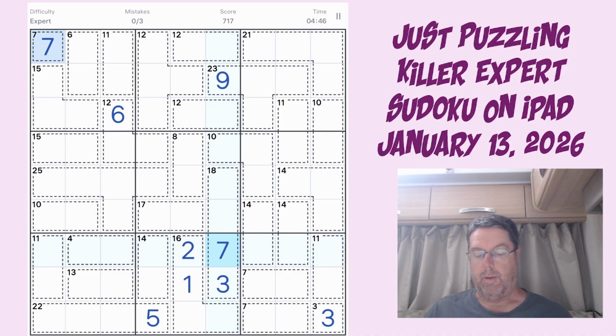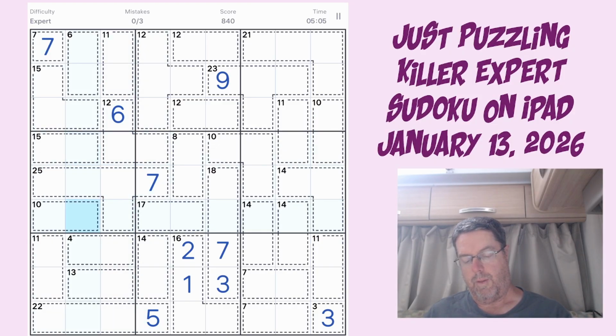Okay. So 7 can't be here, 7 can be here, here or here, can't actually be there, can't be there because that would take it above 12, can't be here, so that's a 7 there. Okay. 7 can't be in this box now, so that's there. So 7 can't be here.